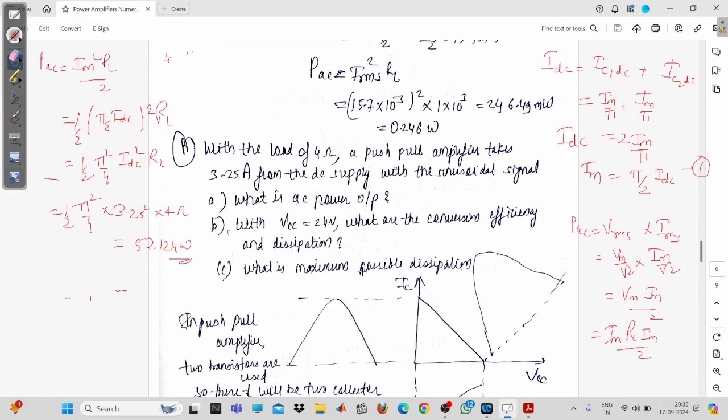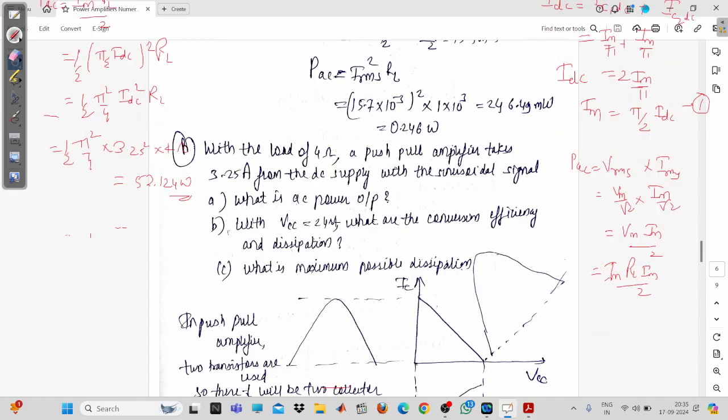Now, in the next sub part, this is why we have converted VM equal to Im into RL, because in this part VCC is not given. VCC is given in the next part, with VCC equal to 24 volt. What are the conversion efficiency and the dissipation? Now you can see that VCC is given.